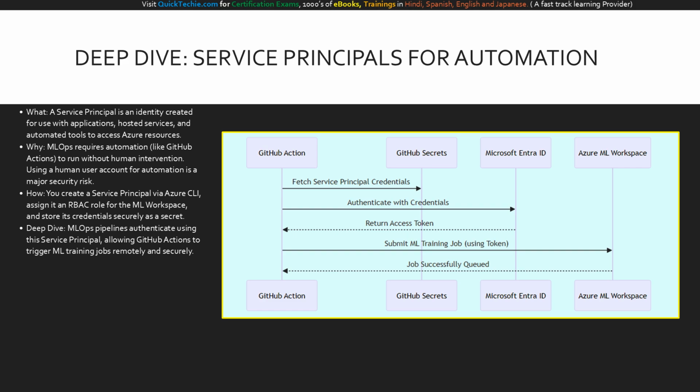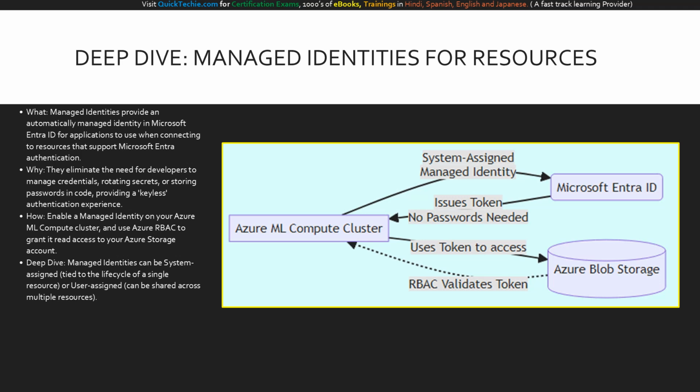Finally, the GitHub action uses this token to communicate with the Azure ML workspace and submit the training job. No human intervention, no exposed passwords. Our second deep dive explores an even more secure paradigm, managed identities.